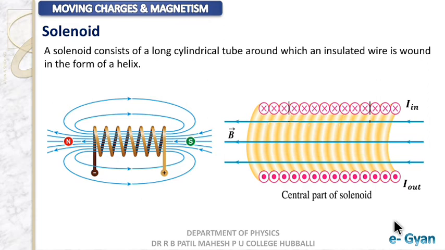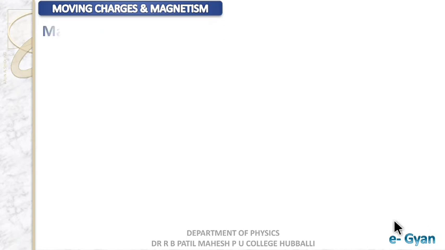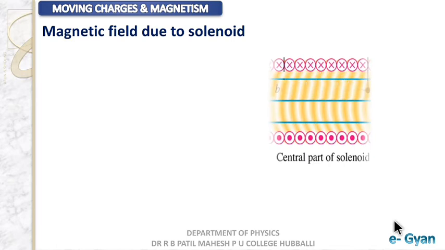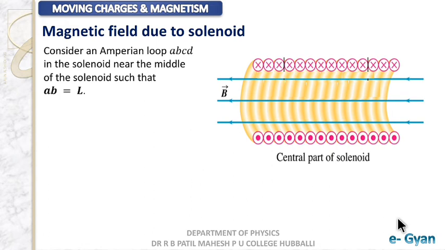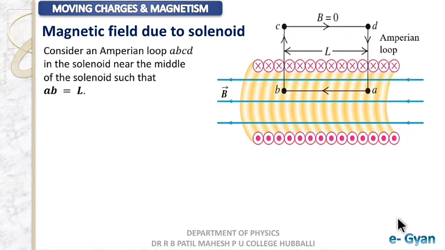Right. Proceeding ahead. Now let us try to study magnetic field due to solenoid. So to study, we shall take the same image, and here let us try to consider an Amperean loop. An Amperean loop ABCD. In that AB will be equal to L. We shall consider it over this segment A, B, C, D and completes again from here. Length of AB is L, which is shown here.